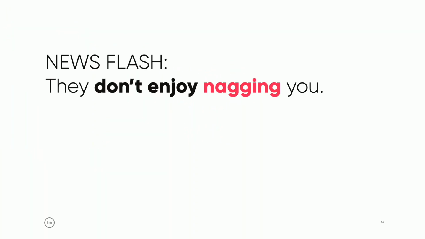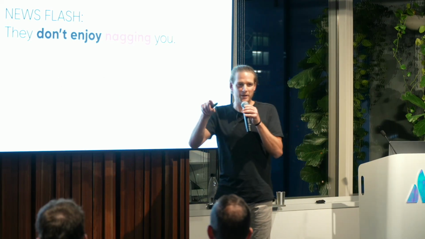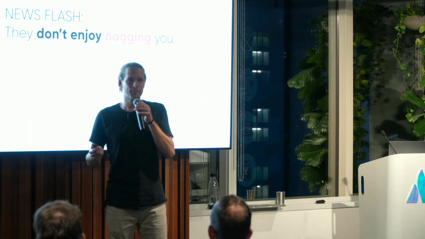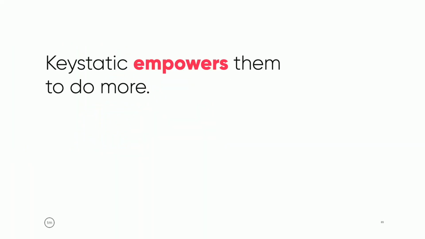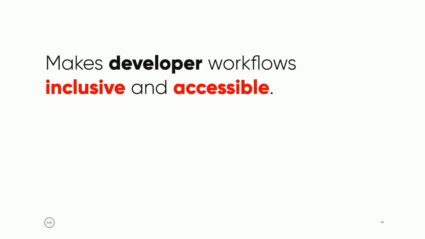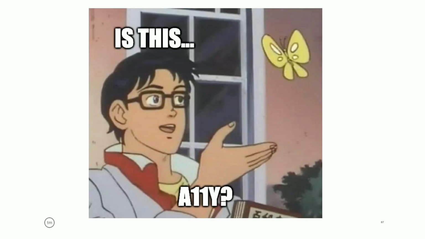The reason it happens is because there's no processes or structures in place to enable them to do the change. And they feel powerless. They're like, well, I can't do this, so all I can do is poke and ask for an update and bump, and on Friday ask again. So I think with Keystatic, you can empower them to do more without really changing what you as a developer do. So it makes developer workflow inclusive and accessible, which I don't think is an angle we think of Keystatic from, but I think it's an accessibility enhancement.